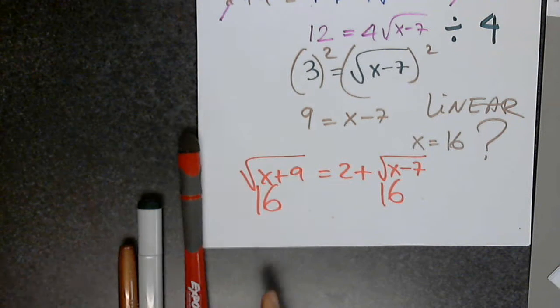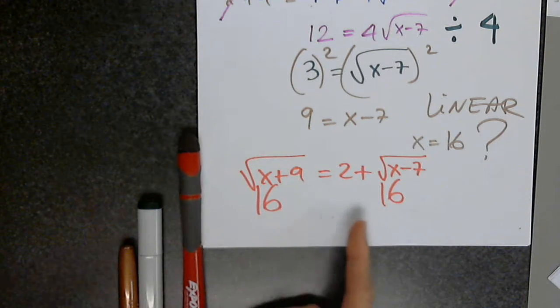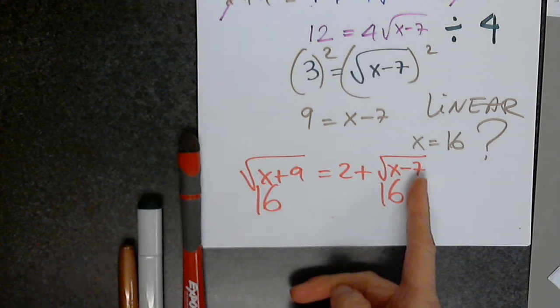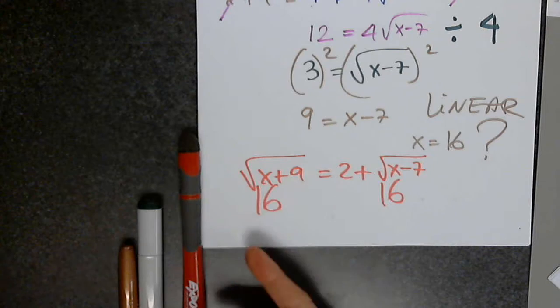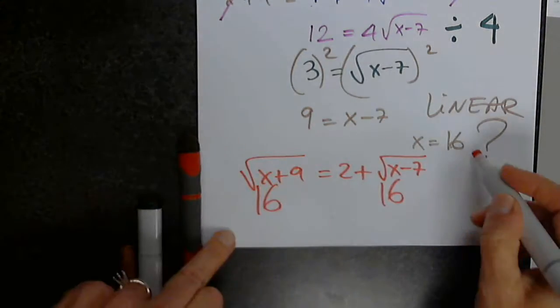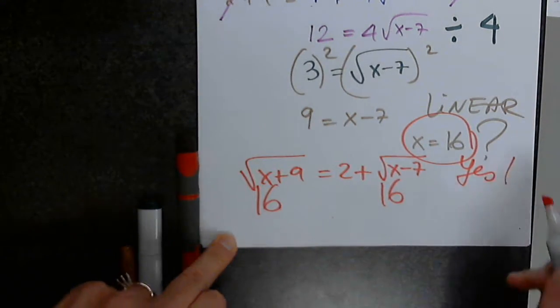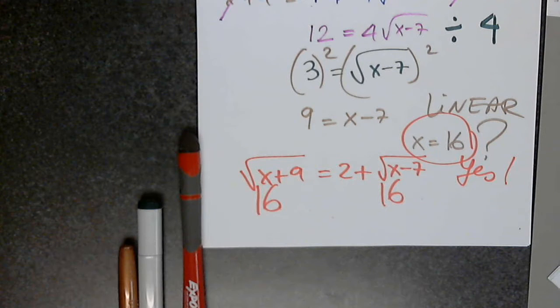The left-hand side is 25. The square root of 25 is 5. This is 16 minus 7, which is 9. The square root of 9 is 3. 3 plus 2 is 5, and the left-hand side is 5 as well. So I will say yes. Okay?